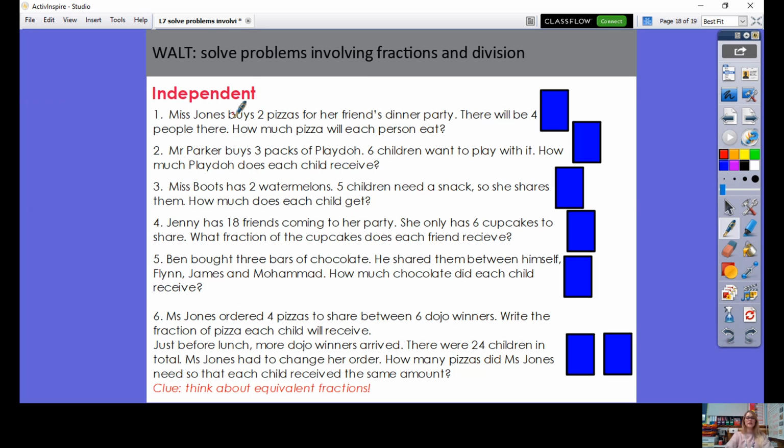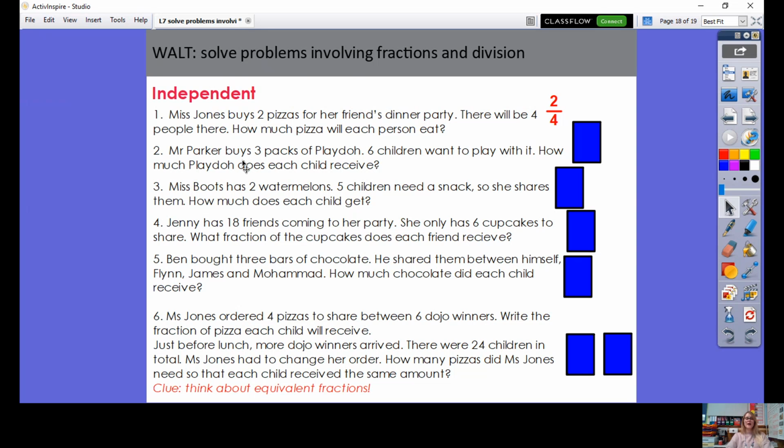So the first one, Miss Jones buys 2 pizzas for her friend's dinner party. There will be 4 people there. How much pizza will each person eat? So there are 2 pizzas, so that is my wholes that are being divided. So that would be my numerator. And there are 4 people that it is being divided between. So my fraction should be 2 quarters, 2 fourths, okay?